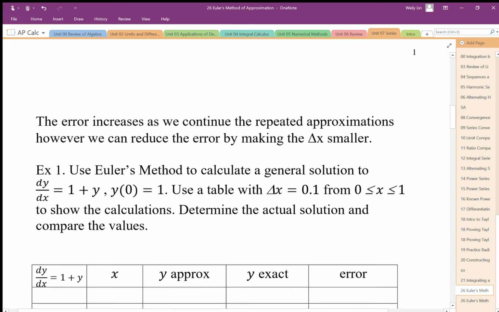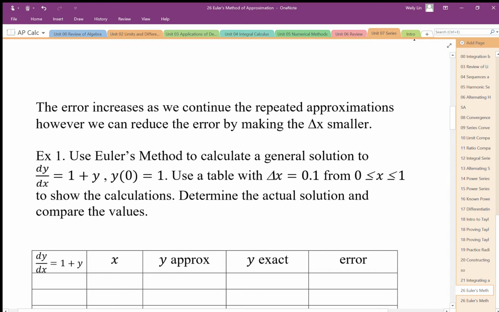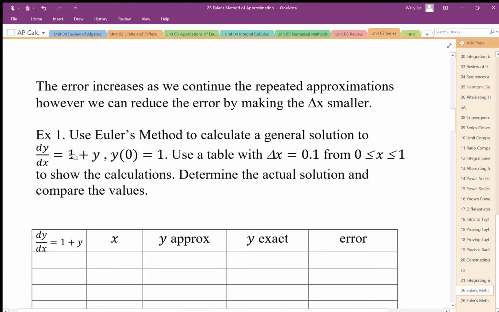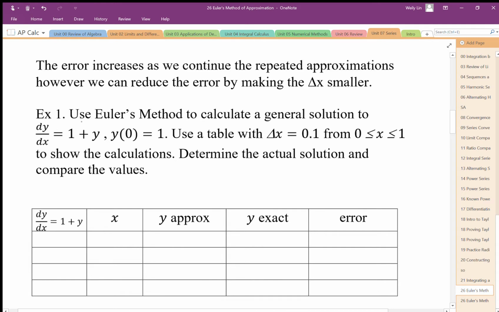So let's use Euler's method. We're going to calculate the general solution to this equation. Some of these we can anti-differentiate, so we can actually find the exact value of this by anti-differentiating, because we can separate and integrate this. And we're also going to do this with Euler's method and compare the two.